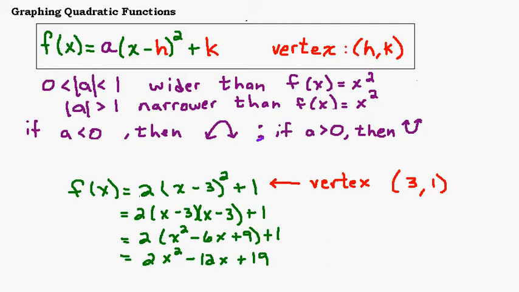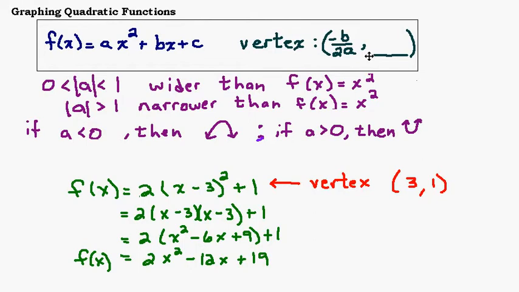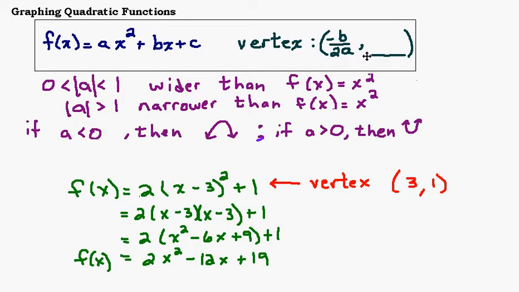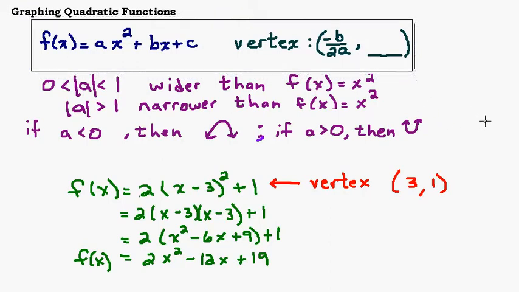So in other words, if my f of x is in this form, let me bring in a new formula. This is what we want to use to determine the vertex. Okay, so if I have an equation in the form f of x equals ax squared plus bx plus c, this is a new formula here to help me find the vertex.